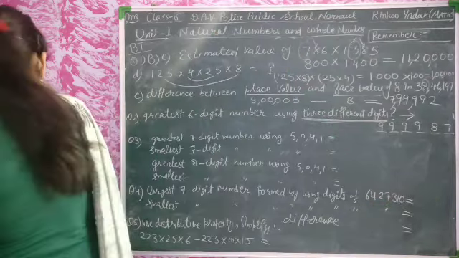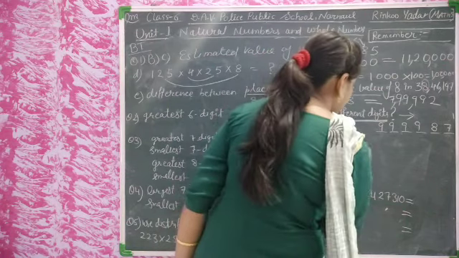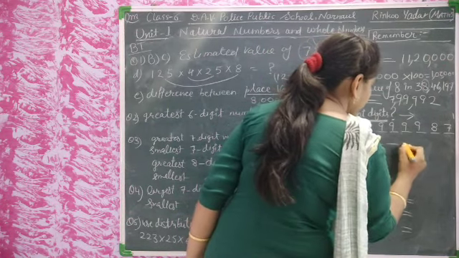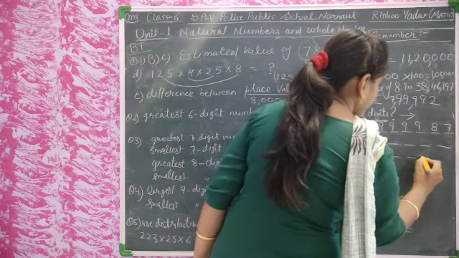Let's check there. Greatest 7-digit number. We have to form a 7-digit number here: 1, 2, 3, 4, 5, 6, 7.